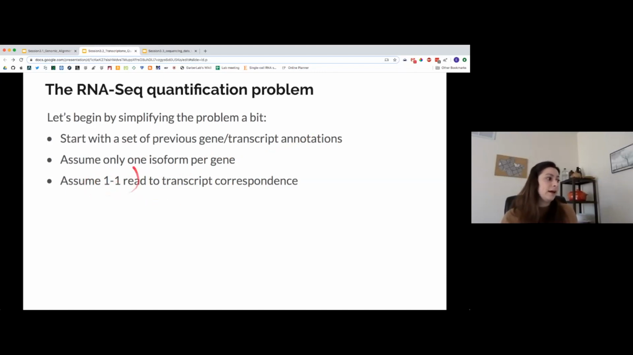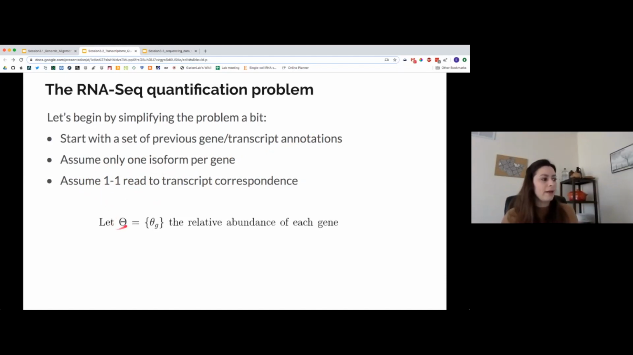And let's make an even further assumption and say we only have one read to one transcript correspondence, which means a read that we observe means one full transcript in the cell and not multiple reads per transcript, which is how fragments actually generate reads.